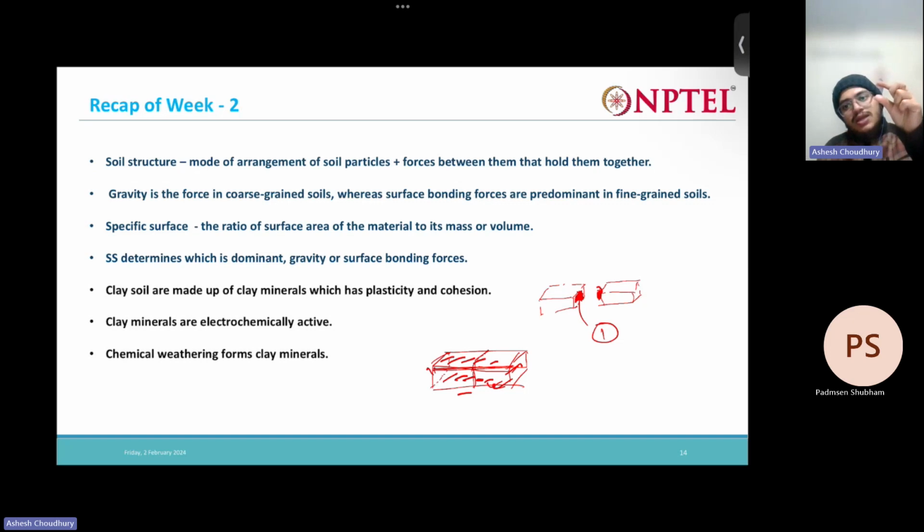If you break the coarse soil, say you make some machine where you can break the coarse grain into very fine, that time you can have high surface area. But that particle is not going to be coarse anymore, right? It is going to change into fine. So that is the thing.